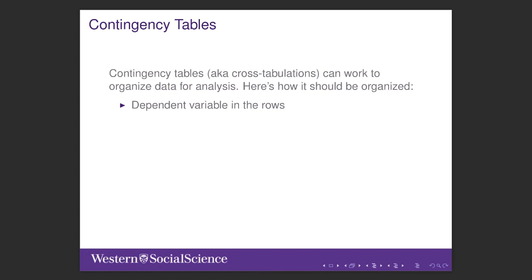The dependent variable, the variable you're trying to explain, should be in the rows of the table. That means its values should be arrayed down the left-hand side. The independent variable, the variable you think helps explain the dependent variable, should be in the columns of the table. That means its values should be arrayed across the top of the table.